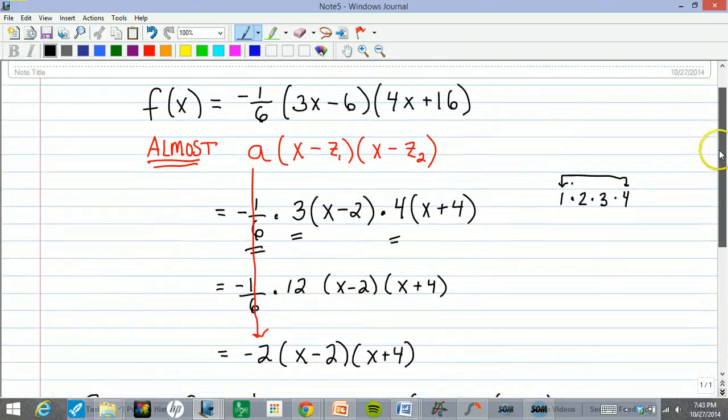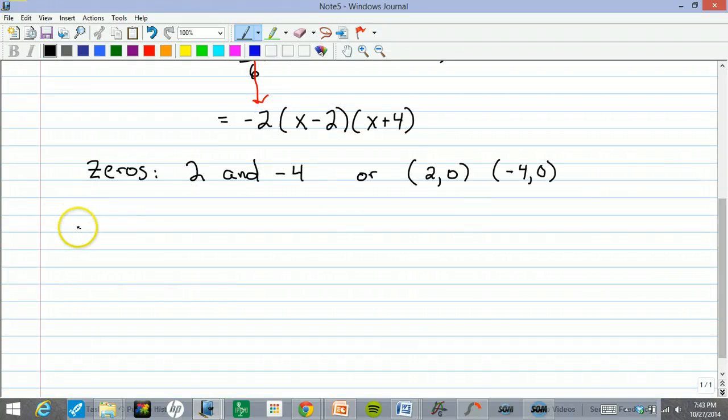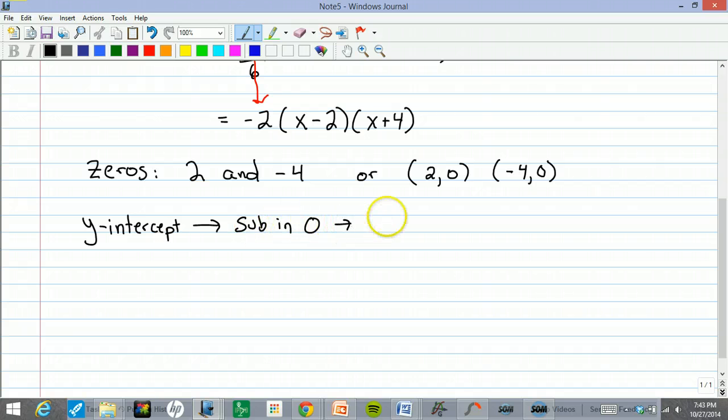Since we're talking intercepts, let's do y-intercept. For any function, to find the y-intercept, substitute in 0. So let's go to the function, f of 0. I'm going to use this form. I think it's just easier for me to do. Negative 2 times 0 minus 2 times 0 plus 4.